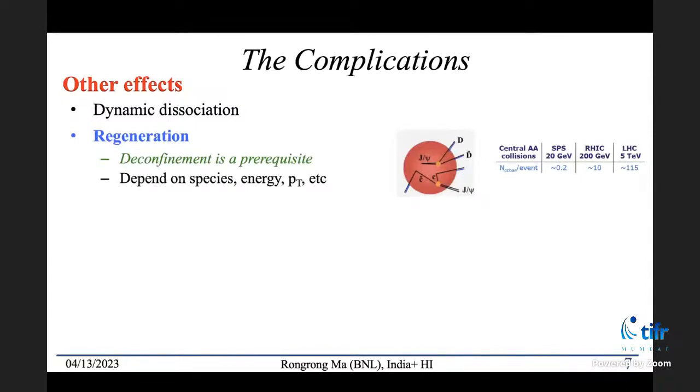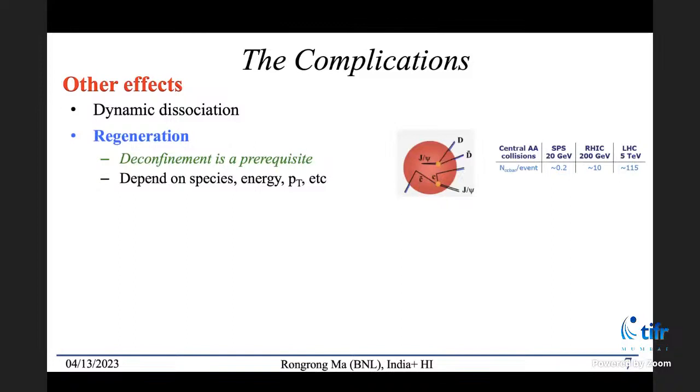There's also a counter process, which is called regeneration. The idea is, in the quark-gluon plasma, if you have a lot of, for example, charm and anti-charm quarks flying around, when they are close to each other in phase space, they can recombine to make a J/psi. For example, here I give you the number of c c-bar pairs per event in central heavy ion collisions. At RHIC energy it's about 10 pairs and at the LHC about 100 pairs. So you have so many charm and anti-charm quarks flying around, and there is a significant chance they can recombine to regenerate J/psi. As you can see, this acts against the dissociation signal we are looking for.